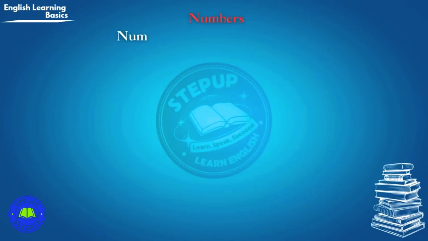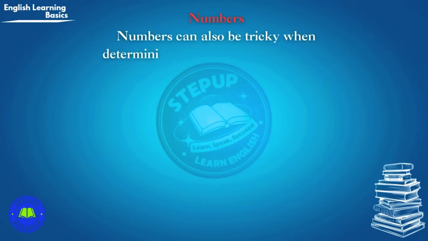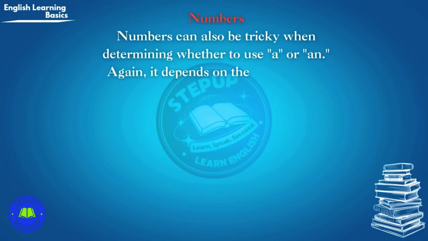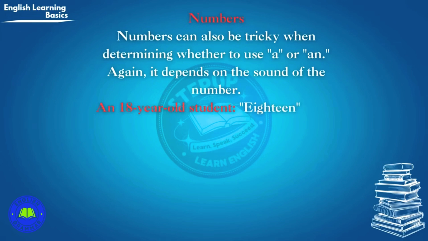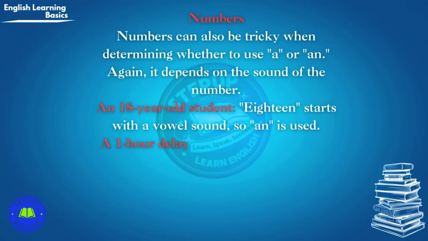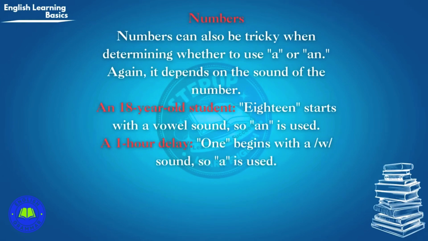Numbers can also be tricky when determining whether to use a or an. Again, it depends on the sound of the number. An 18-year-old student. 18 starts with a vowel sound, so an is used. A 1-hour delay. 1 begins with a W sound, so a is used.